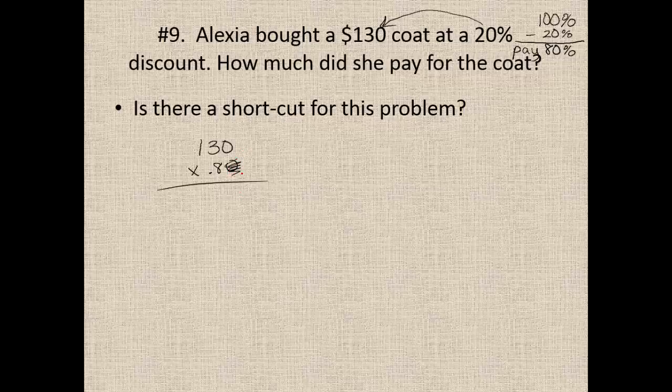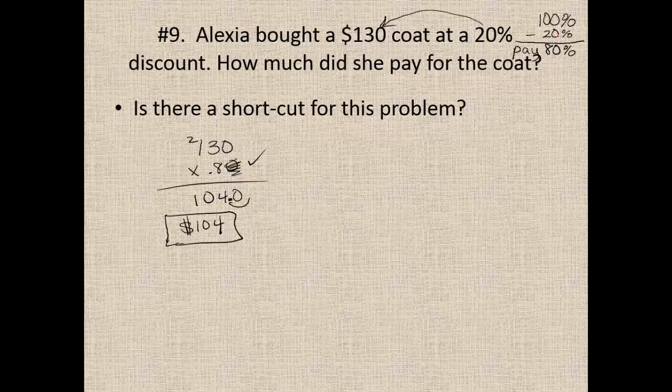So we don't really need that 0 because it's a decimal. We do need the other 0. So we've got this little decimal right there. So it looks like she's going to pay $104 for the coat, and there's your shortcut, 80% instead of 20%. Basically, the reason this works is because we're still subtracting, but we do it first.